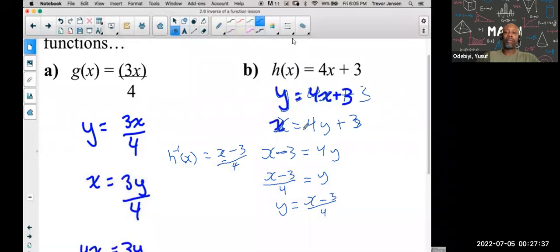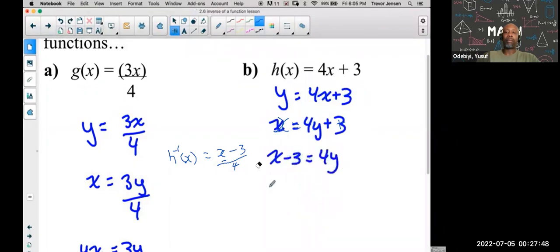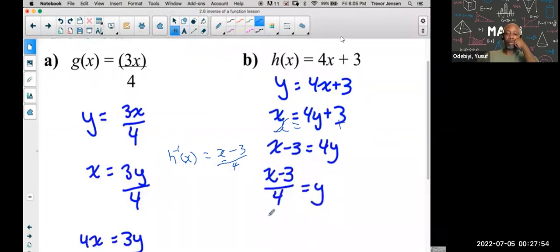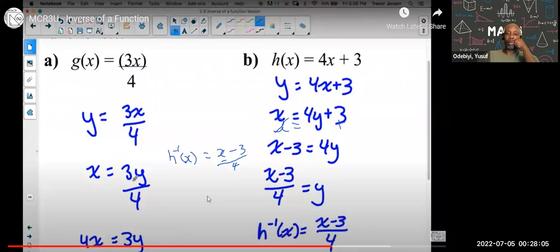Swap the x and the y with each other, so x equals 4y plus 3. And now rearrange the equation to isolate the y. So move the 3 over. So x minus 3 equals 4y. And then divide the 4. And then now that it's rearranged to isolate y, we replace y with the notation for the inverse of h at x. So inverse of h at x equals x minus 3 all over 4.